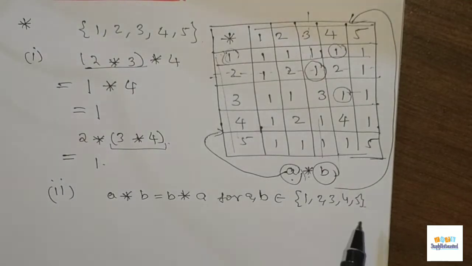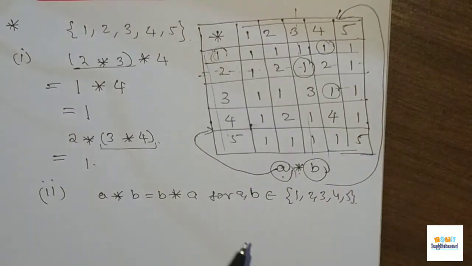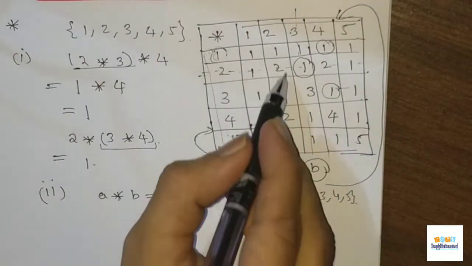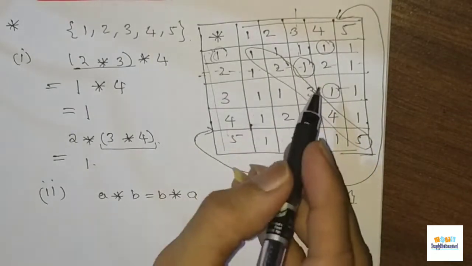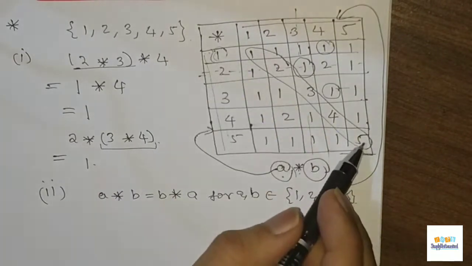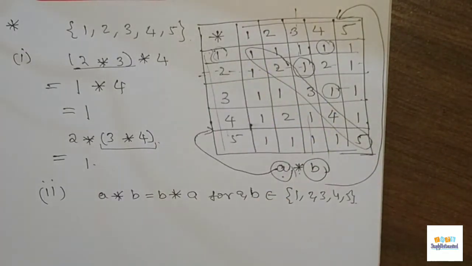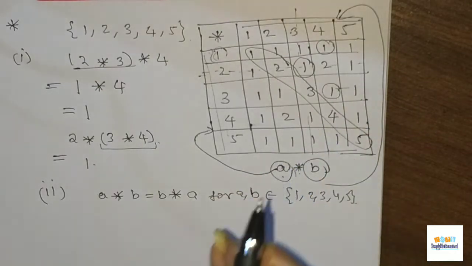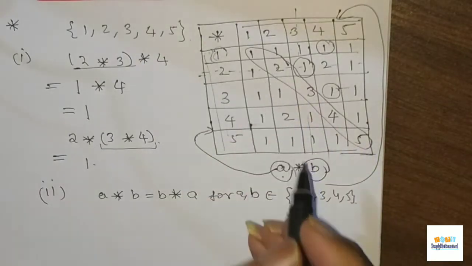Okay, 1 star 1, then 1 star 2, there are many elements that you have to check. So what you have to do in this case is that you have a table here, right? Now you have to know that the diagonal elements here can be any element. You have any choice for these diagonal elements. Now for star to be a binary operation, what should happen is you look at the other diagonal elements.